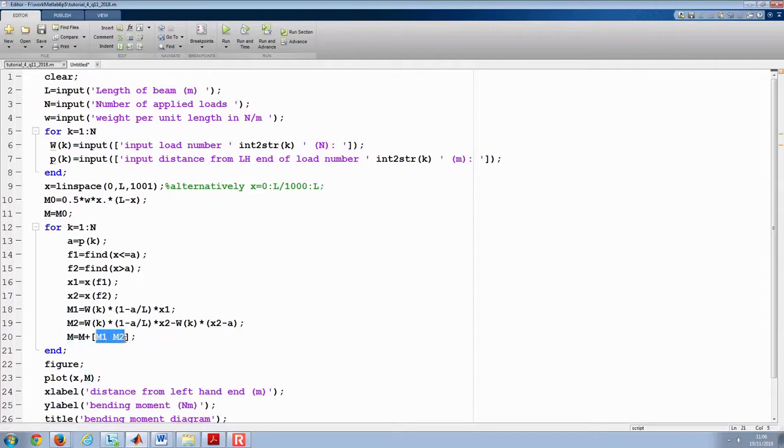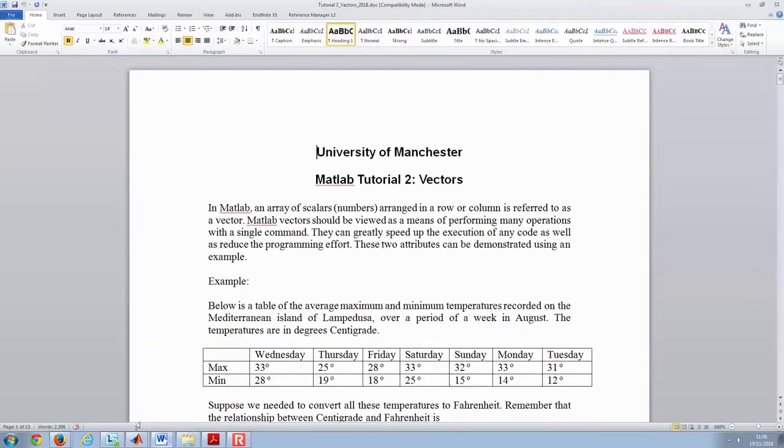Where in the tutorial sheets do you learn how to do this? Combining two vectors together into one long vector, so one row vector combined with another row vector using square brackets to create a composite vector. That is found in tutorial 2.